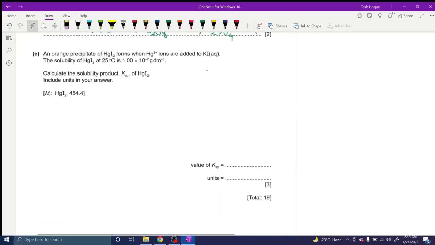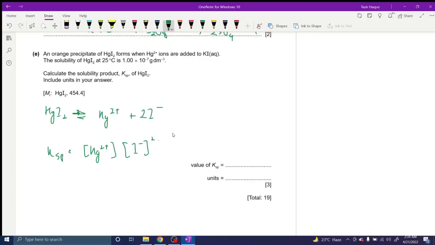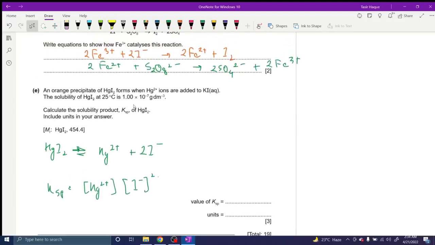Now, an orange precipitate of HgI2 forms when Hg2 plus ions are added to potassium iodide. The solubility of HgI2 at 25 degrees Celsius is 1 into 10 power minus 7. Calculate the KSP. So HgI2 forms an equilibrium with Hg2 plus and 2I minus. So what's the solubility product? It's Hg2 plus into I minus whole square.